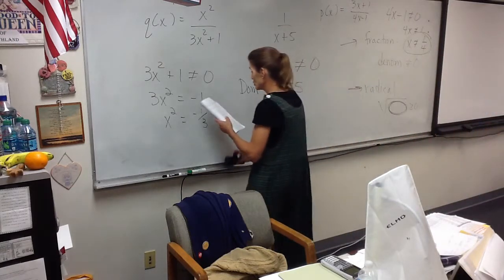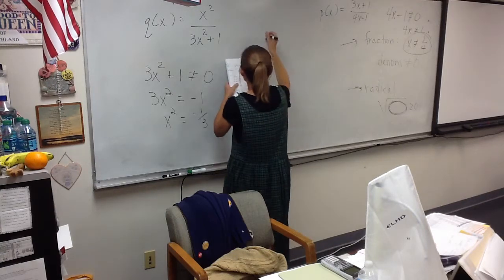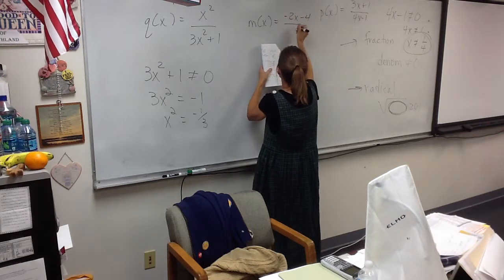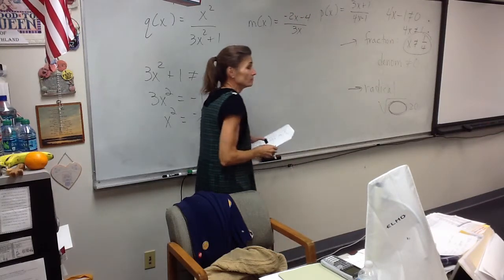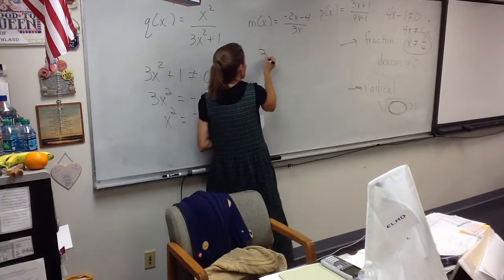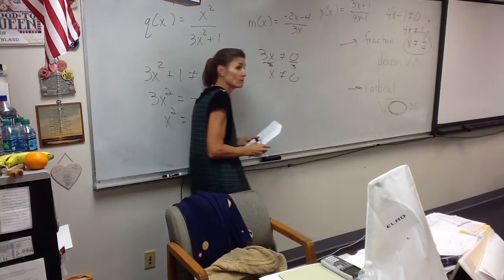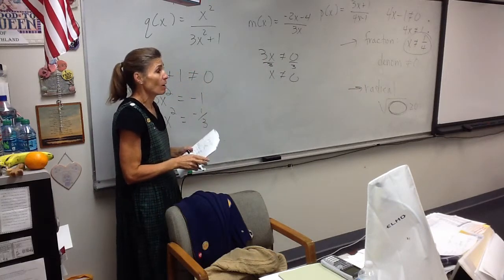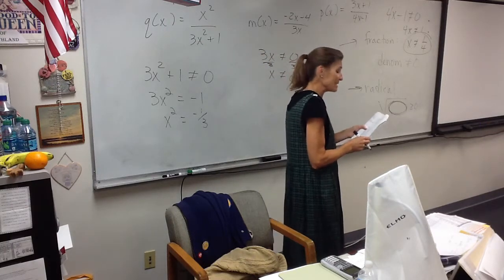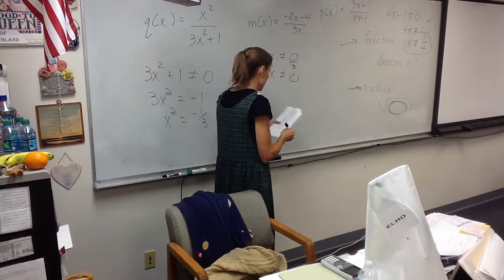Okay, let's look at F. Come on, let's see if we can get through these. Yeah, you're going to say 3x cannot be 0, which means x cannot be 0. If you divide both sides by 3, x cannot be 0. So Katie says the domain to question F is anything except 0. X can't be 0. How about the next one?